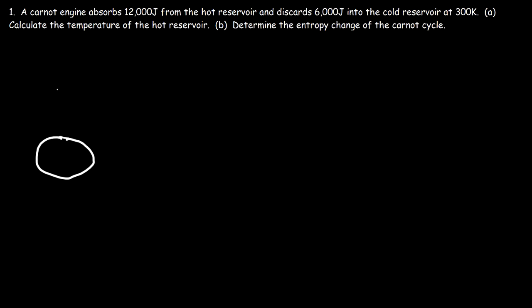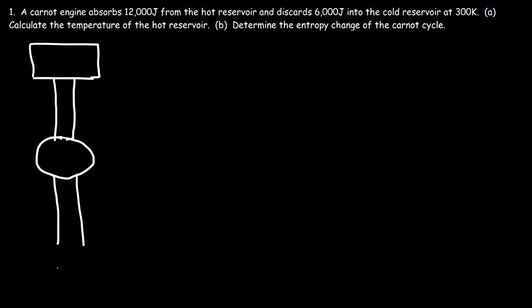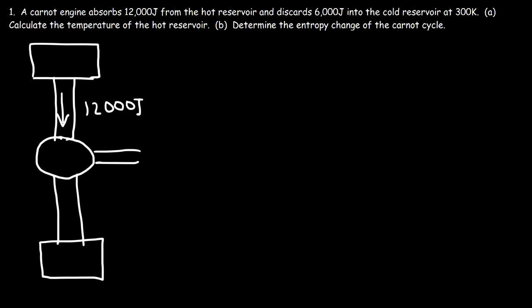So I'm going to draw an energy flow chart, or energy flow diagram. And 12,000 joules of heat energy is absorbed from the hot reservoir, and the engine discards 6,000 joules of energy into the cold reservoir, which is at 300 Kelvin. Calculate the temperature of the hot reservoir.